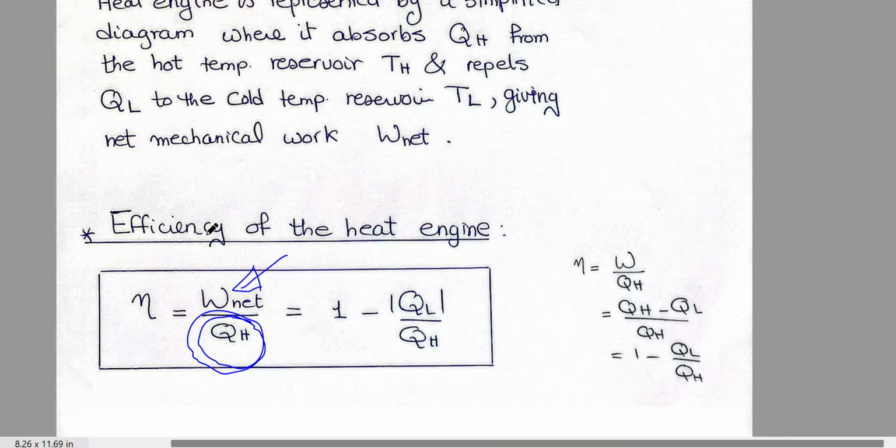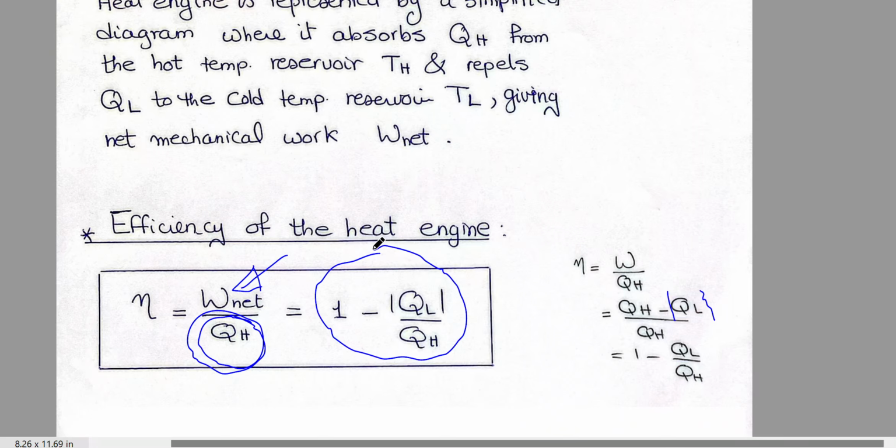So by definition, the efficiency of the heat engine is the work net divided by QH. But remember that the work is QH minus QL. I know that it is an absolute value, but we said before that if I don't write the QL, I mean that it's the amount of heat rejected. Dividing QH minus QL over QH will be 1 minus QL over QH. This is the other form of the efficiency of the engine.